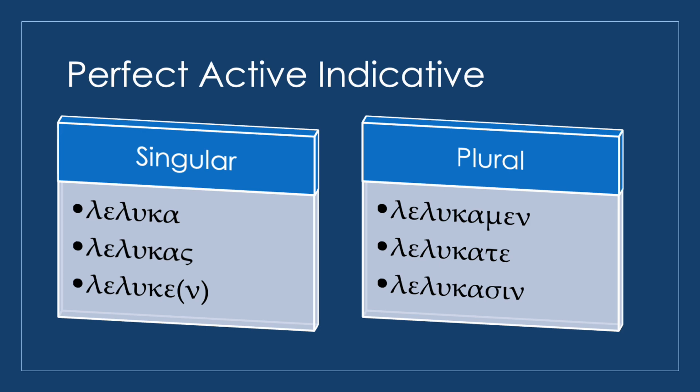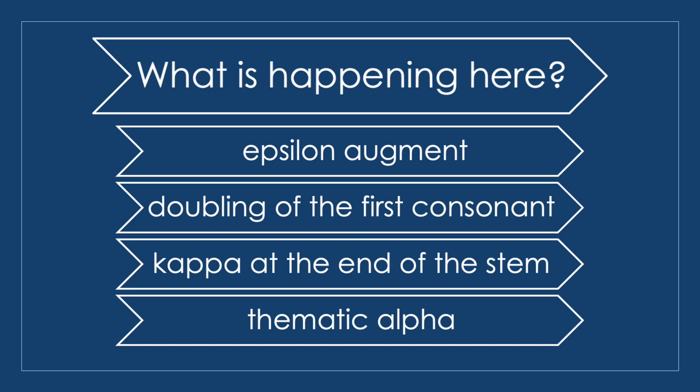Leluka, lelukas, leluke, adding the nu sound, leluken, if the next word begins with a vowel. And then in the plural, we, you, and they, lelukamen, lelukata, lelukasin. So what is happening here to make these changes?